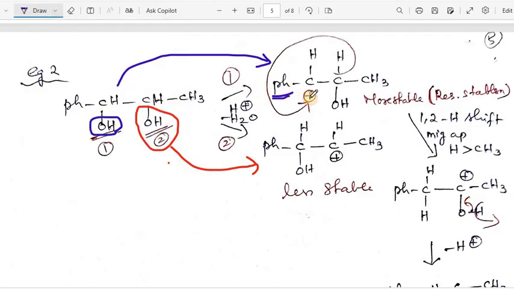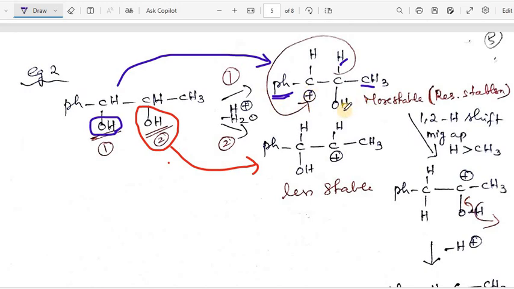The positive charge is stabilized by the phenyl ring. There is no such stability here. Therefore, when comparing these two carbonium ions, this carbonium ion is more stable because of the resonance effect. Resonance stabilization will be there. Then what will occur? There are two possibilities, hydrogen and methyl, which will migrate. Hydrogen has a higher migrating aptitude when compared to methyl. Therefore, the hydrogen that is trans to the leaving group will migrate to this carbon.